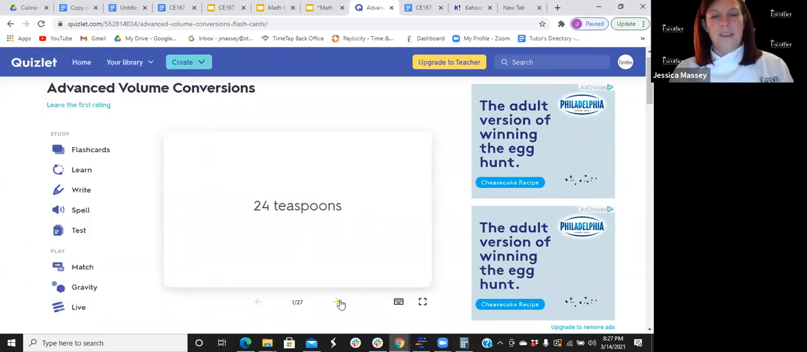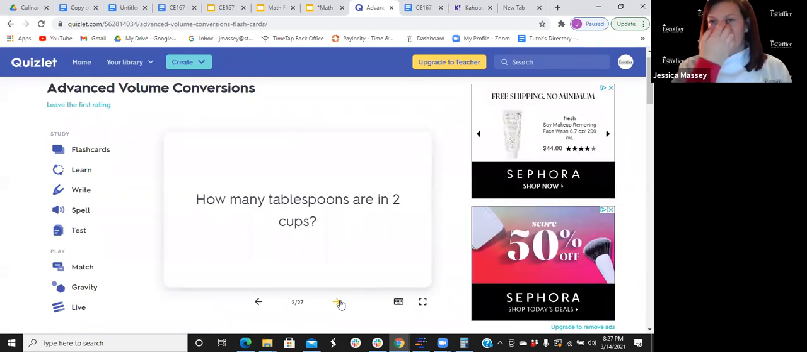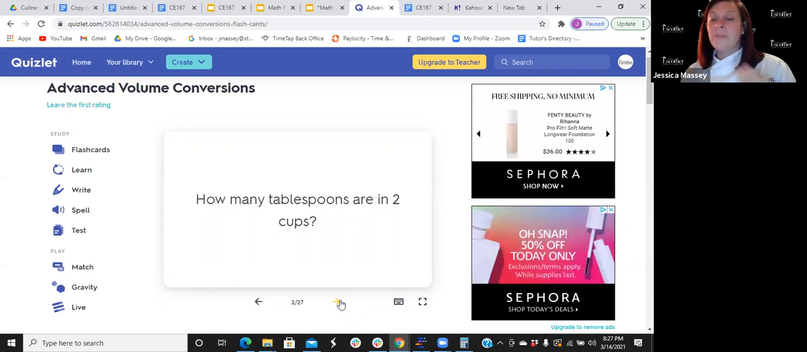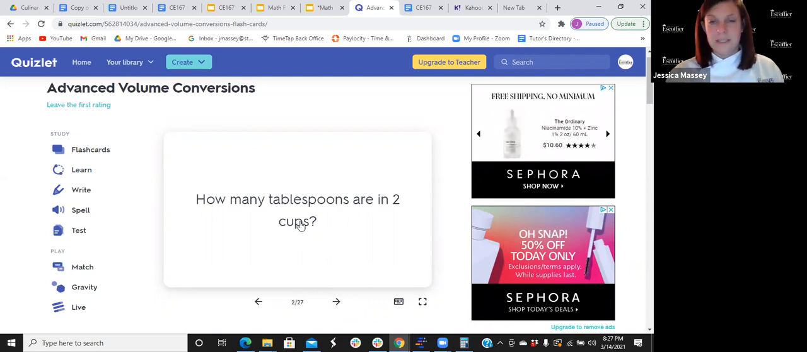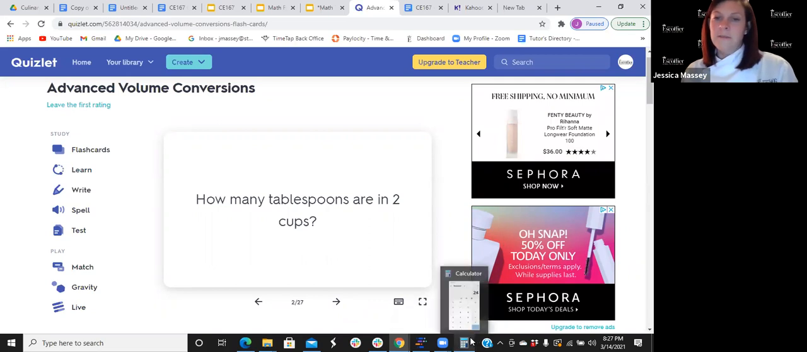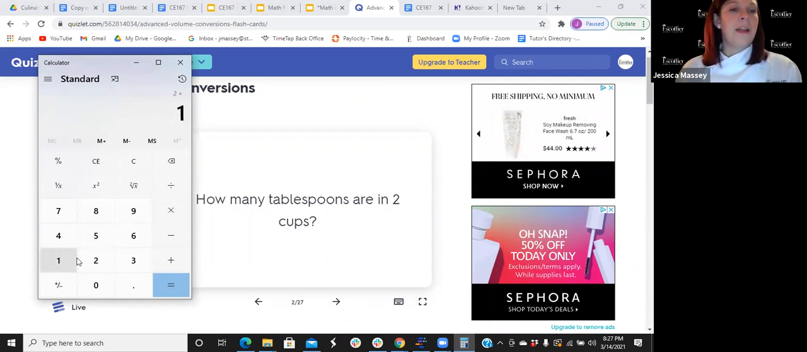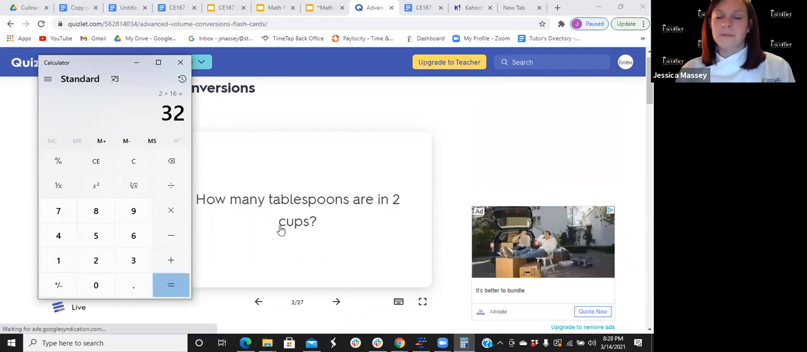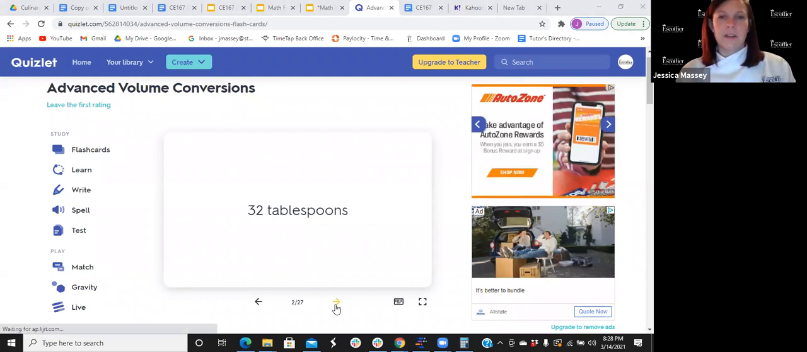Nice job. So I'm going to walk you through some, and then I'm going to hopefully see what you guys can come up with on your own too. How many tablespoons are in 2 cups? Again, tablespoons are smaller than cups. How many tablespoons are in 1 cup? It would be 16, because that's on our sheet. And we have 2 cups. So you take your 2 and multiply it by your 16, and we get 32 tablespoons in 2 cups. I see some 32s in there.